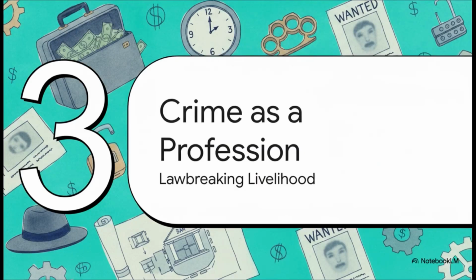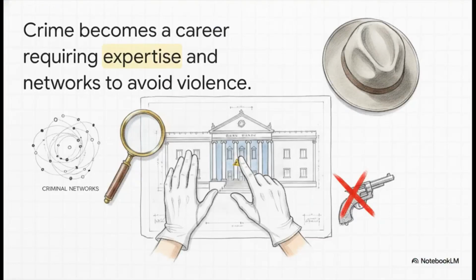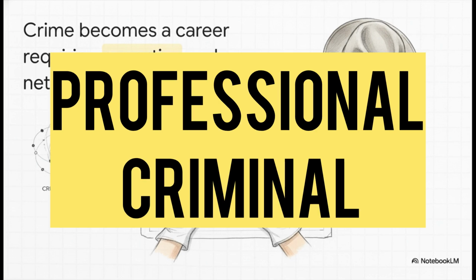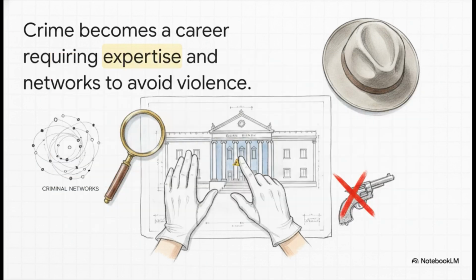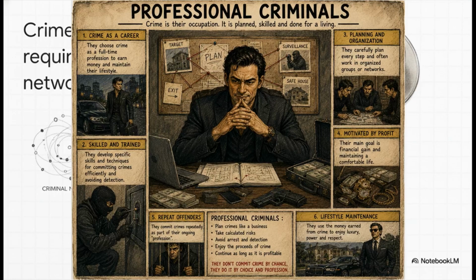Section 3. Crime as a profession. The livelihood of lawbreaking. Now we're no longer talking about desperation or habit. We are talking about the professional criminal, someone who approaches crime as a specialized 9-to-5 job. The absolutely crucial element here is expertise. Professional criminals rely heavily on intense planning and networks, and get this, they actually avoid violence whenever possible, mostly because violence attracts police attention.